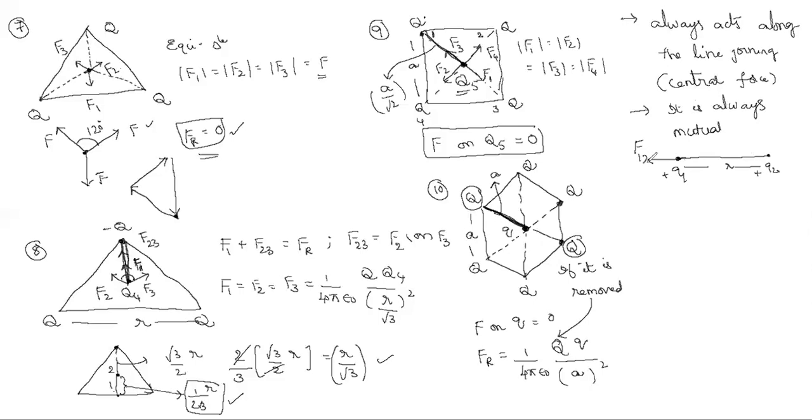The force on Q1 is due to the second charge, F12. And the force on Q2 is due to the first charge, F21. Look at both: are they in opposite direction or same direction? Opposite direction, sir. Opposite direction means can I write F12 bar equals to minus F21 bar?